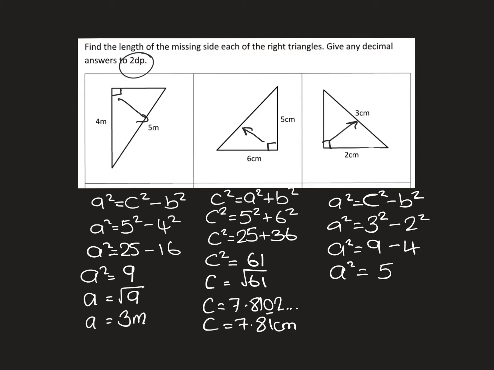And then in our last step, we want to find out what the square root of that is. So the square root of 5. And the square root of 5 using your calculator is 2.23606, etc. And we're going to round that to 2 decimal places, as it says in the question. So 2.24, because the 6 tells us to round up. So it's 2.24, and the units are centimetres.